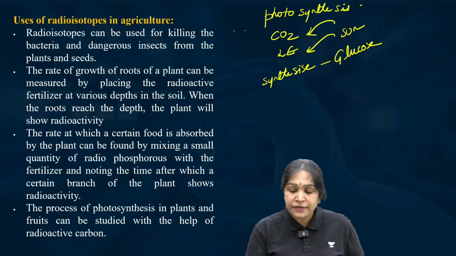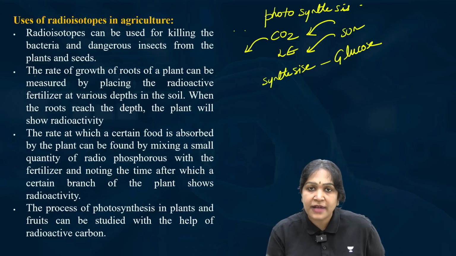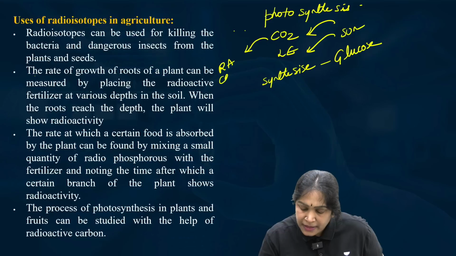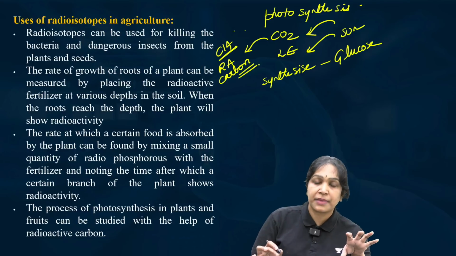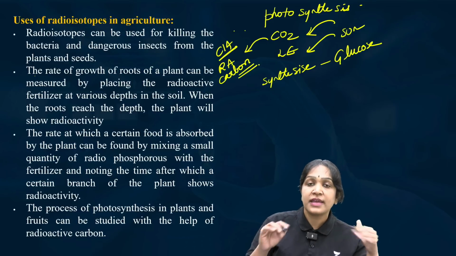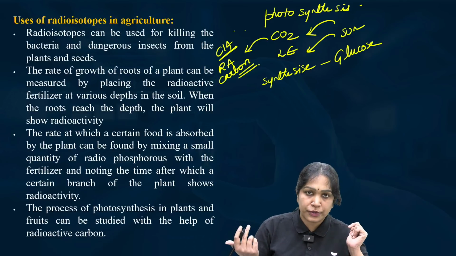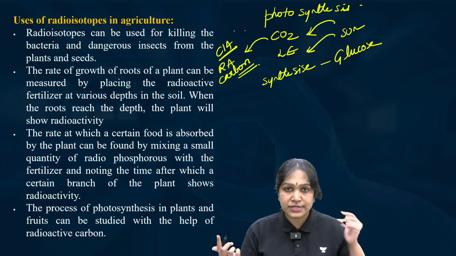Okay, now what we are doing here, carbon dioxide will have carbon. So this carbon, we are taking radioactive carbon. I mean, we are taking C14, not normal carbon. We are taking radioactive heavy carbon, carbon with relatively more number of neutrons, like that.